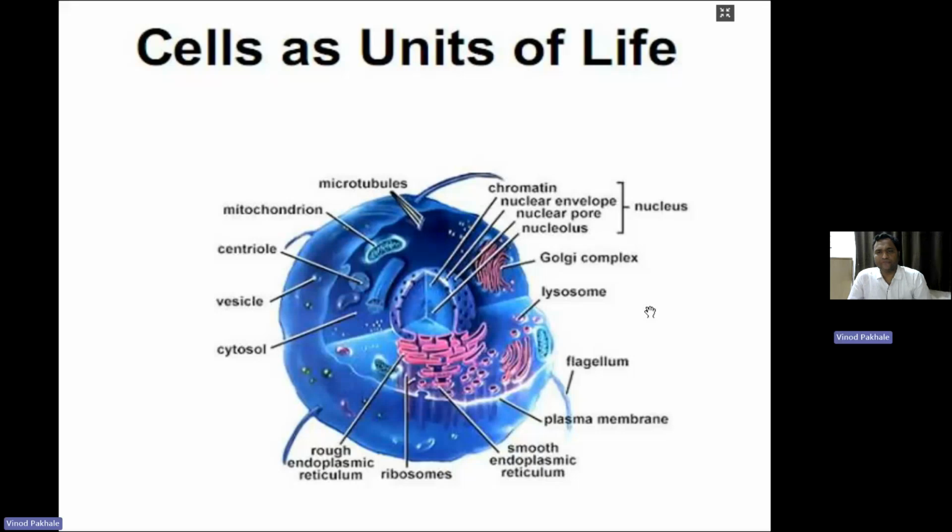I will repeat the names of the components present inside the cell again: microtubules, mitochondria, centriole, vesicle, cytosol, rough endoplasmic reticulum, ribosomes, smooth endoplasmic reticulum, plasma membrane, flagellum, lysosome, Golgi complex. Then the nucleus is the central part of the cell, which consists of chromatin, nuclear envelope, nuclear pore, nucleolus. All of you go through this within 1 minute. Then we'll proceed with all these parts of the cell in detail.